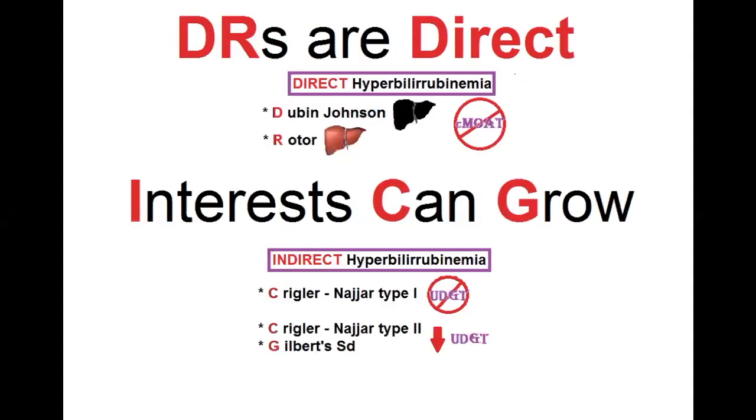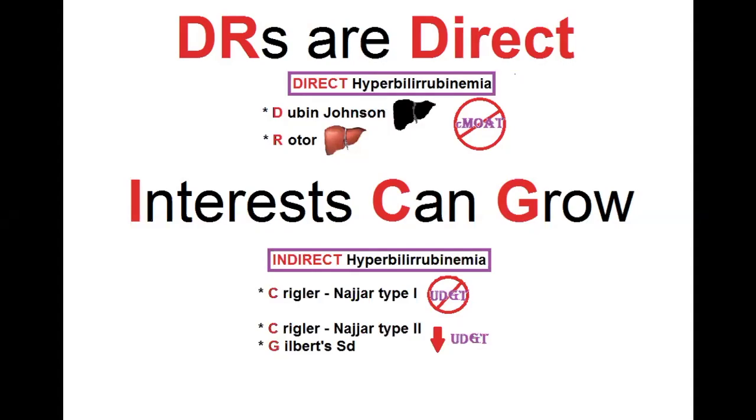Okay, now here, zoom into this. So we mentioned earlier, the D's are direct. So direct hyperbilirubinemia is Dubin-Johnson and Rotor. Then take note of this mnemonic: "Interest can grow." So "in" means indirect. "Can" is letter C, that's Crigler-Najjar type 1 and 2. And letter G is Gilbert's syndrome.